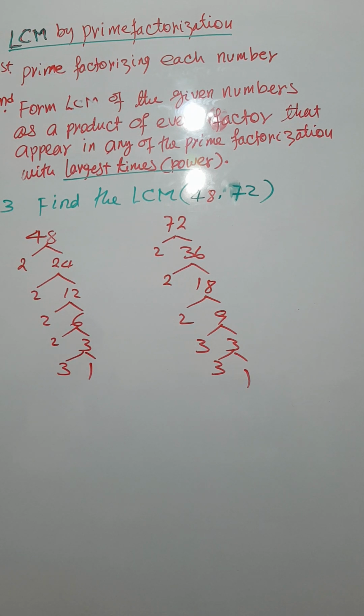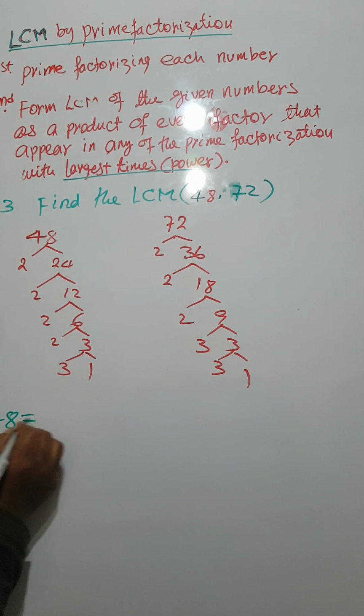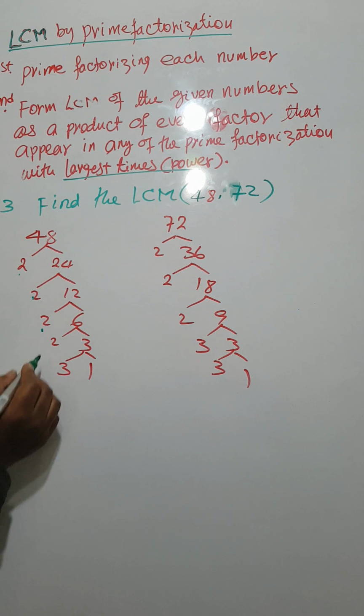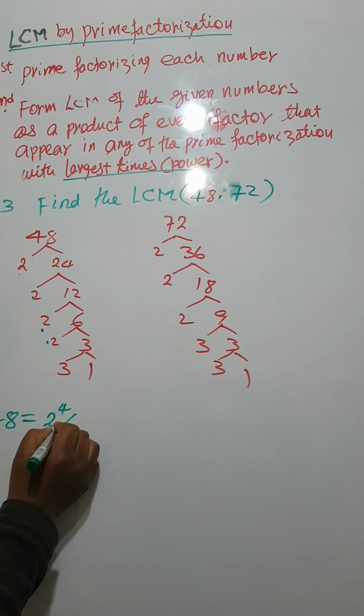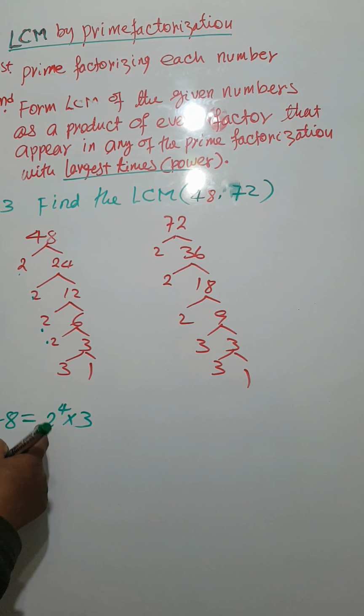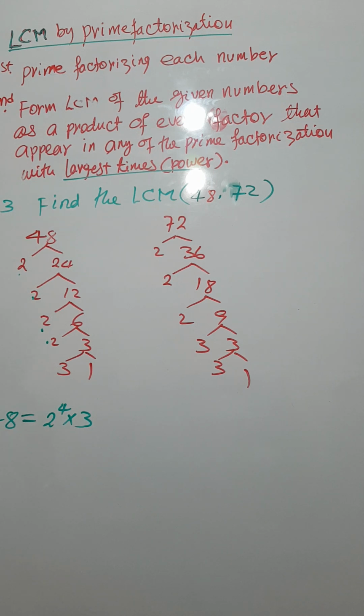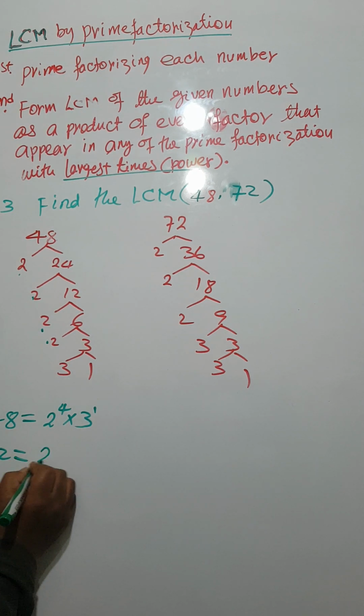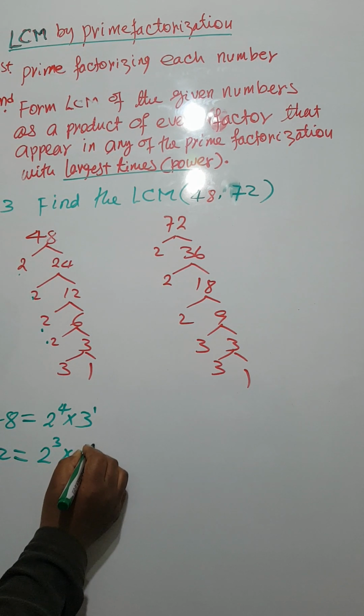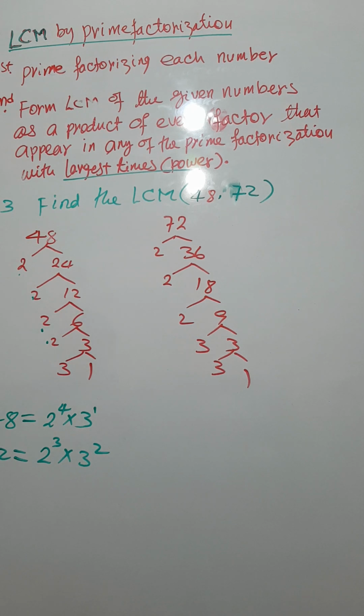From this, we can say that 48 is a product of four 2's, so 2 to the power of 4, times 3 to the power of 1, which is 16 times 3. And 72 is equal to 2 to the power of 3 times 3 to the power of 2.